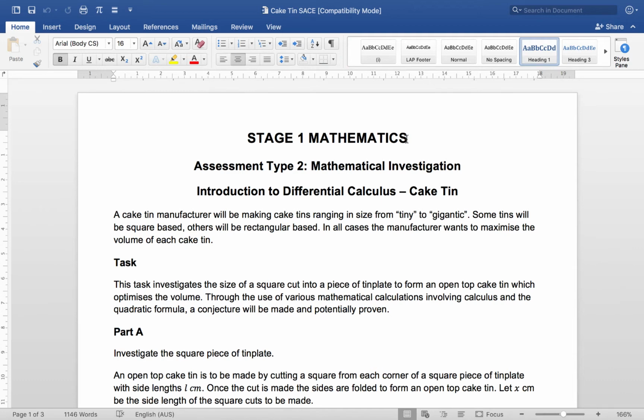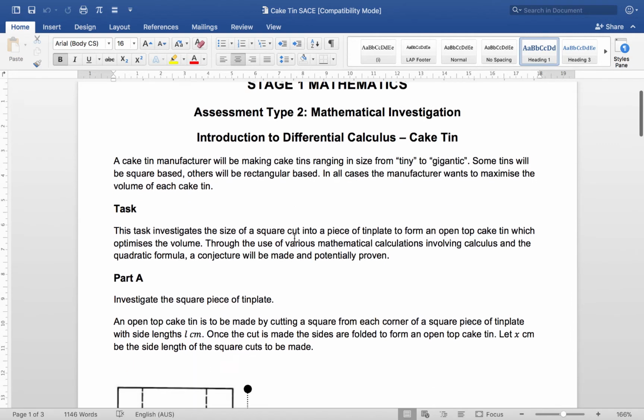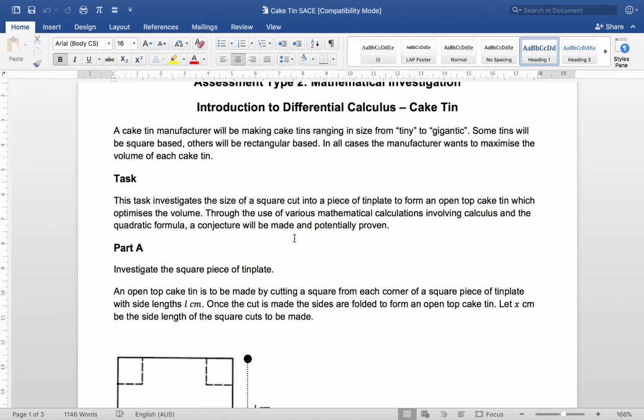So what you guys are going to be doing is looking at basically open-ended boxes and how we can come up with a formula that will model the volume of the box based on some measurements. You're going to investigate the size of a square cut into a piece of tin plate to form an open-top cake tin, which optimizes the volume. So ideally, we would want to have the largest volume possible for the size that we're given.